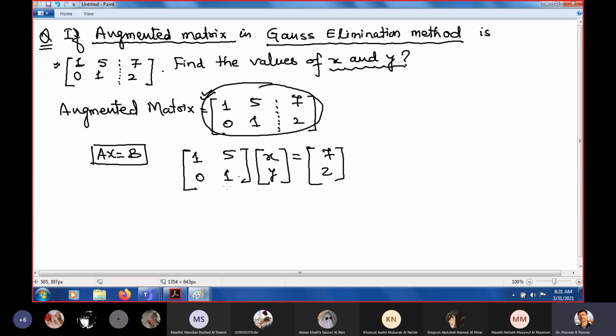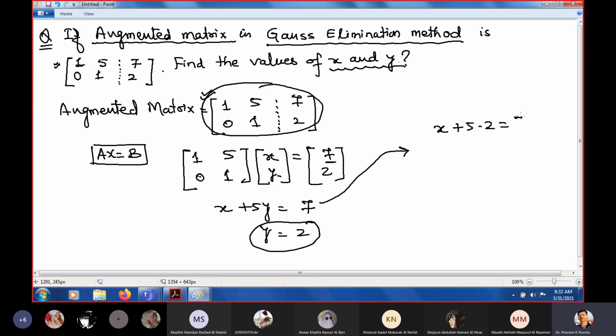So we need to do it this one. Now multiply. 1 into x is x. 5 into y is plus 5y and equal to 7. This is 0 into x is 0. 1 into y is y equals to 2. So the value of y is equal to 2, as we already evaluated. Now you need to put the value of y here. x plus 5 into 2 equals 7. x equals 7 minus 10, since 5 into 2 is 10. And x equals minus 3.